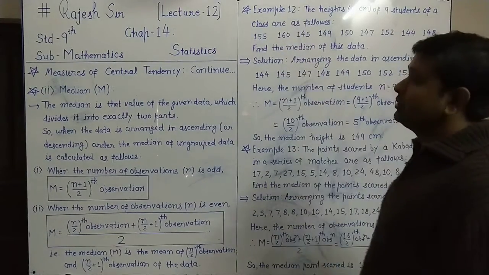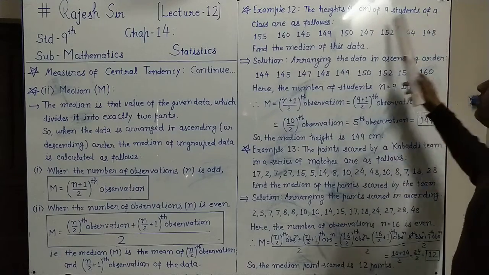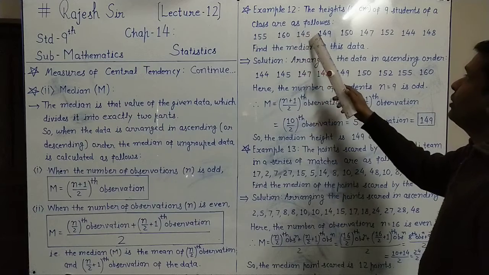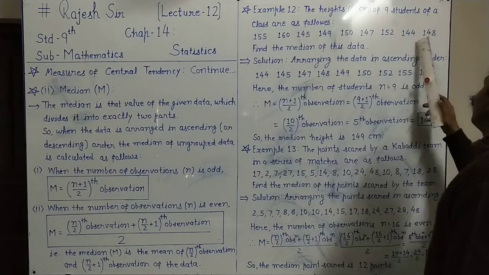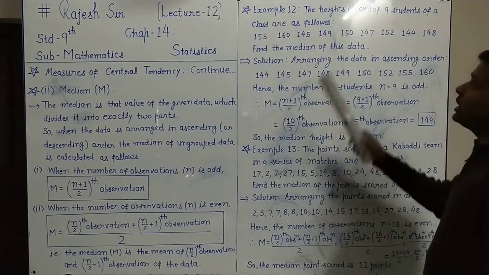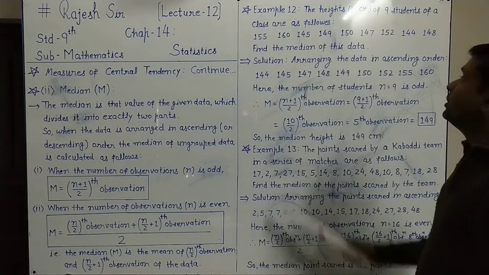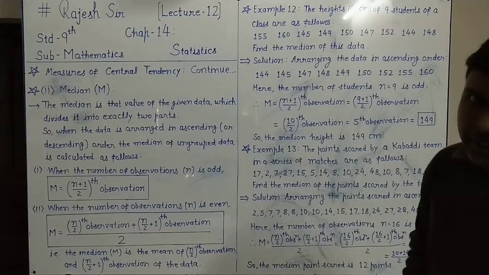Example 12. The heights in centimeters of 9 students of a class are as follows: 155, 166, 160, 145, 149, 150, 147, 152, 144, 148. These are given in centimeters. Find the median of this data. We want to find out the median of this data.